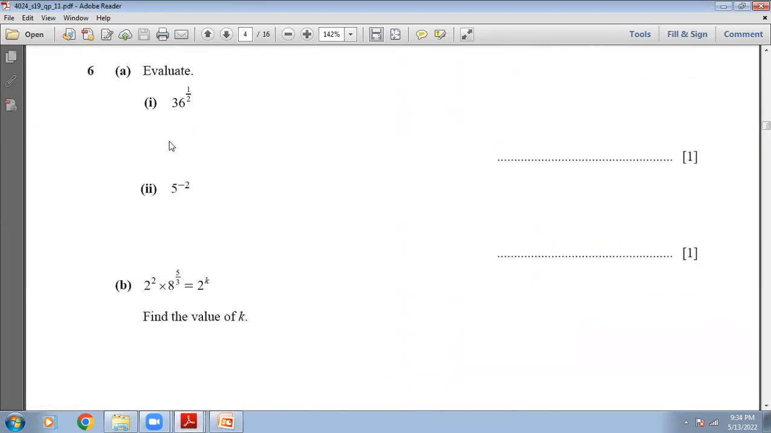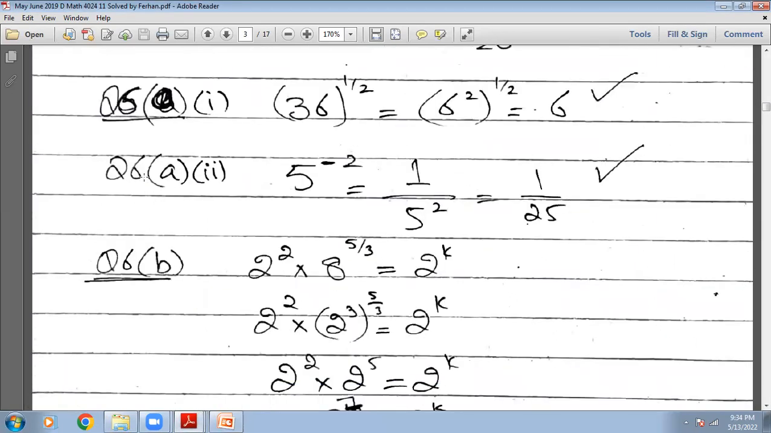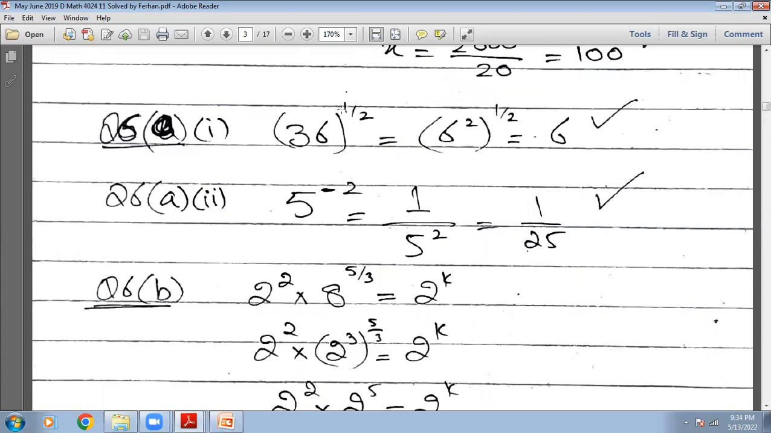He says evaluate 36 raised to power 1 by 2. So you can prime factorize 36, and if you remember, 36 is 6 square. So 6 square, in brackets, raised to power 1 by 2. And then it will become very easy. So on your screen, it is showing 36 raised to power 1 by 2. In the place of 36, I can write 6 square.